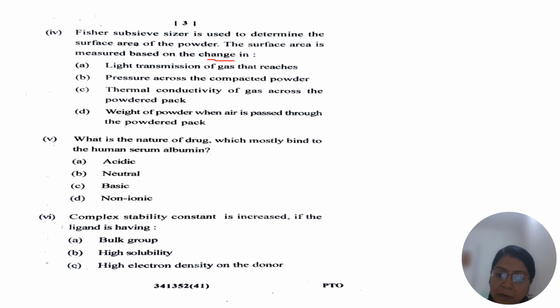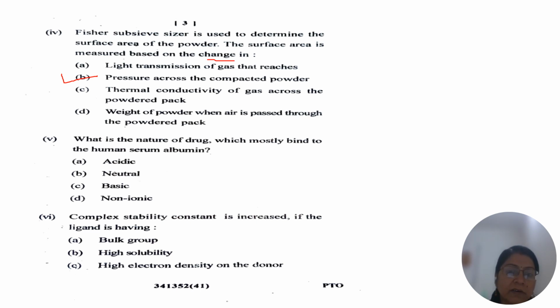There is a pressure drop while air is flowing through that compacted powder, and that pressure is actually measured, and that is converted in the form of particle surface area. So by the Kozeny-Carman equation, we can change the pressure drop in the form of the surface area of the powder. So the answer will be pressure across the compacted powder.